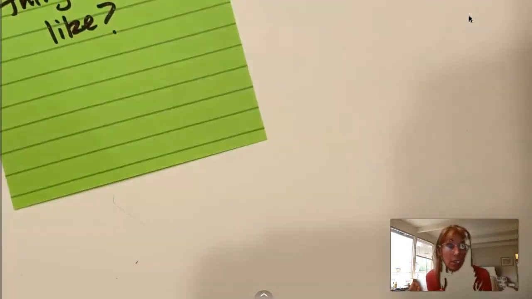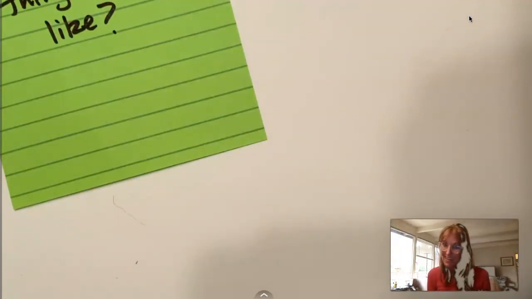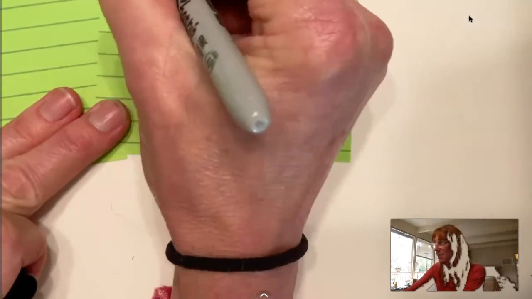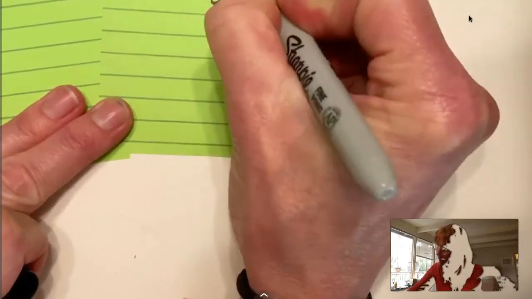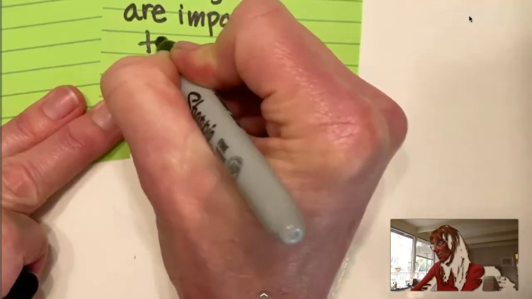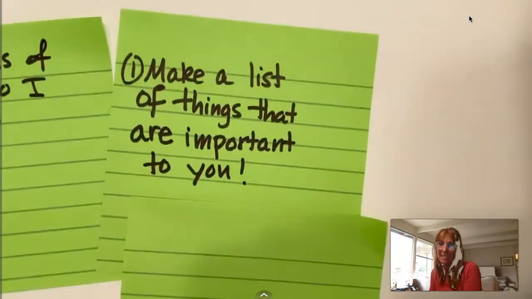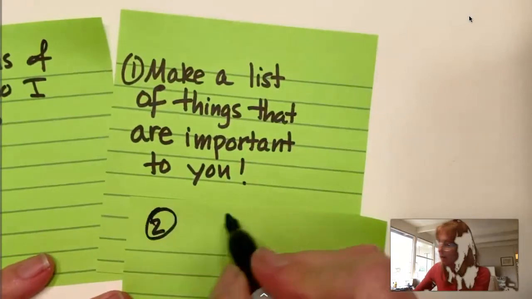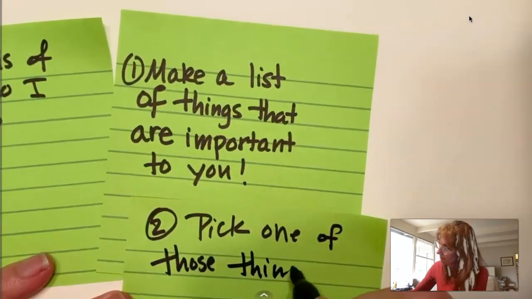So today, in your notebook, you can use your online notebook, or you can use your hard notebook, your composition book that you have, and you are going to spend time writing. So if you need steps, here we go. 1, make a list of things that are important to you. 2, pick one of those things and write long.